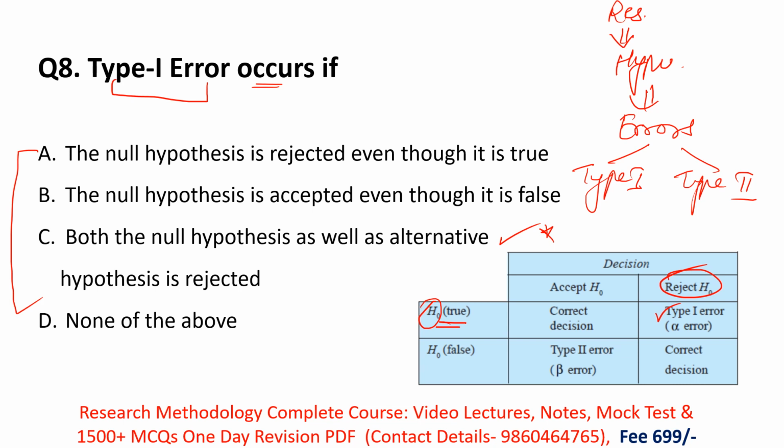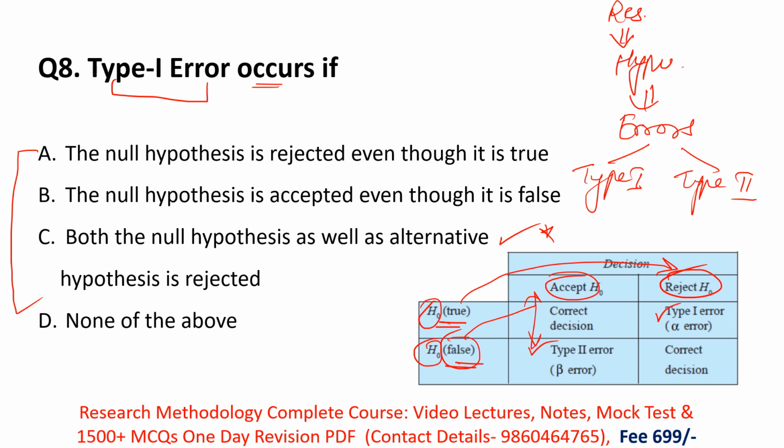And simply, type 2 error occurs when your null hypothesis is false, meaning your null hypothesis is incorrect, and you are accepting it. That means you are again making a mistake, you are making an error here. So it is known as type 2 error. Very simple: when your null hypothesis is true and you are rejecting it, it is type 1 error. Your null hypothesis is false and you are accepting it, it is type 2 error.